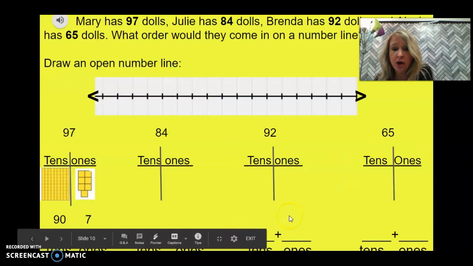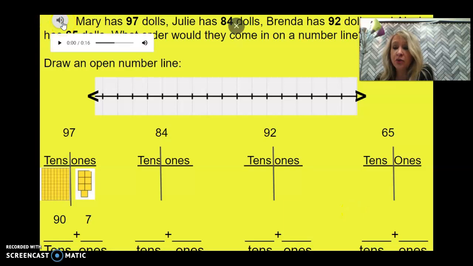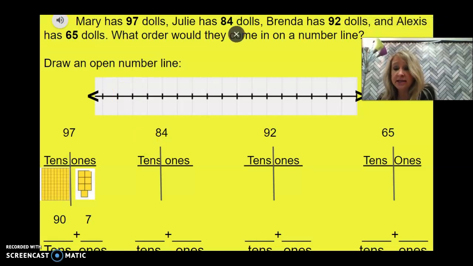Let's look at our first problem. Remember this little speaker? If you click on that, it can reread the story problem to you. Mary has 97 dolls. Julie has 84 dolls. Brenda has 92 dolls. And Alexis has 65 dolls. What order would they come in on a number line?